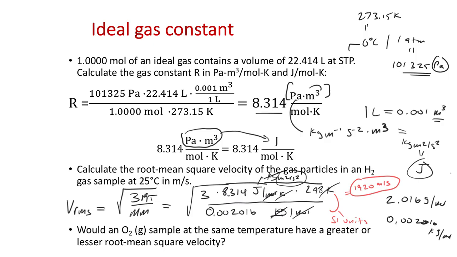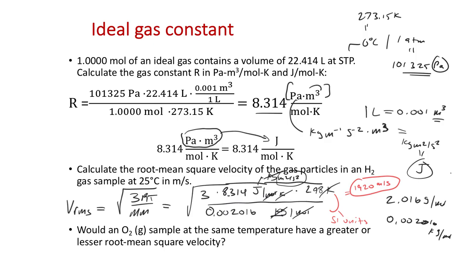Now, if we wanted to, we could calculate the average kinetic energy for a certain gas sample, which is what the root mean square velocity connects to. So the average kinetic energy of the gas gives us that the root mean square velocity of the particles is 1,920 meters per second. Really high velocity. So even at ordinary temperatures, gas samples have a really high velocity.